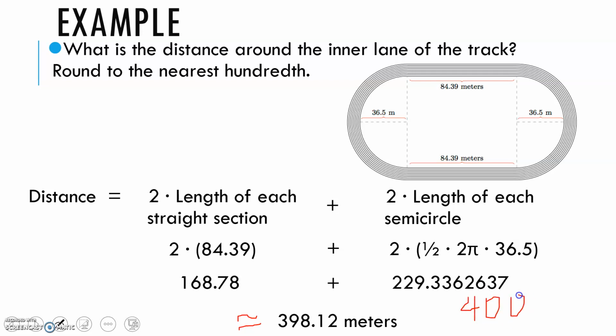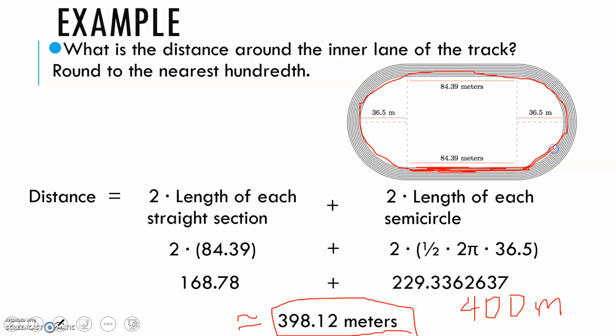A lot of you cross-country or track runners know this. This is the 400-meter race. And yes, it's not exactly 400, but that's because we were calculating the perimeter as if you were stepping on the line. In reality, a runner would not be on the line. They'd be a little bit off of it, so that would come out to be about 400. But answering this question the way that it was asked gives you 398.12 meters to the nearest hundredth.